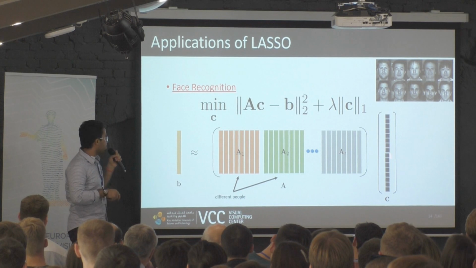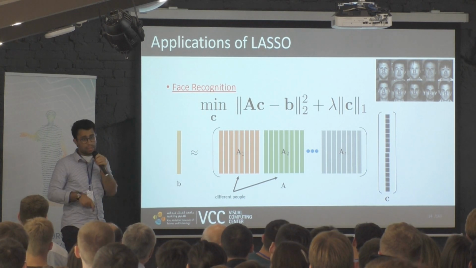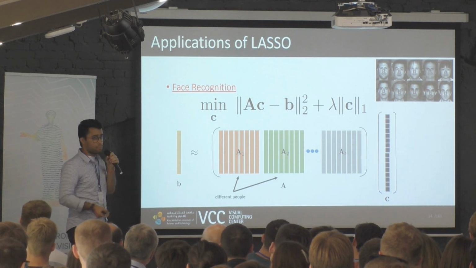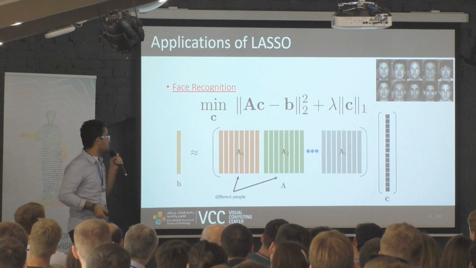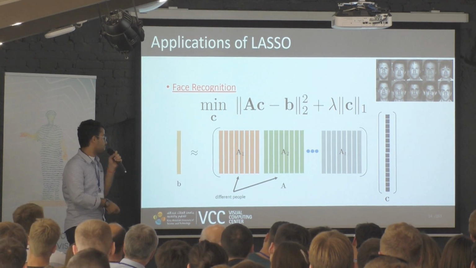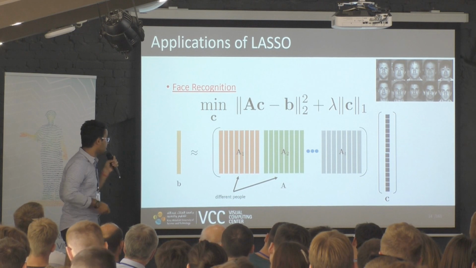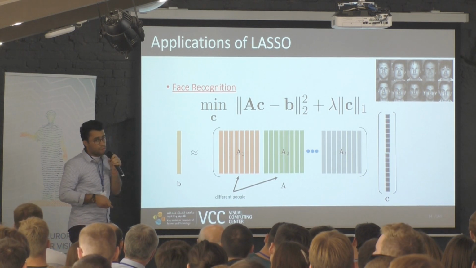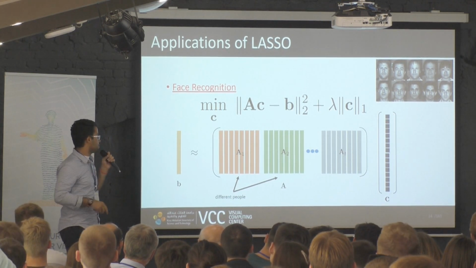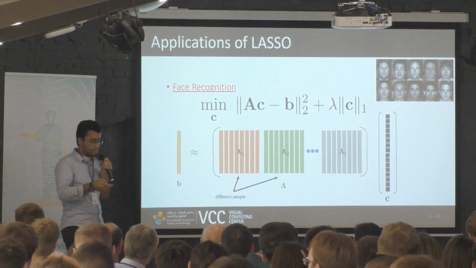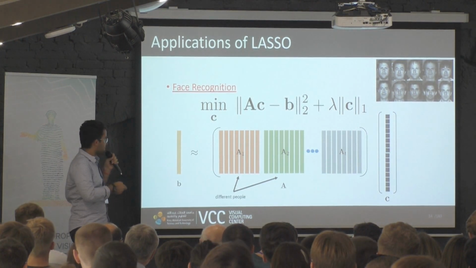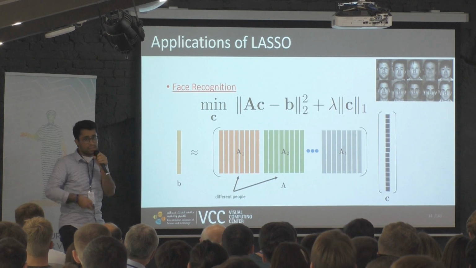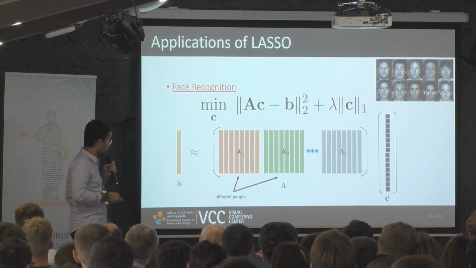You solve this problem, and you look at the density in C. C is supposed to be sparse, and the locations where the non-zero elements exist indicate the set that B more likely belongs to. The assumption is that for frontal faces under different lighting conditions, these samples lie in the same manifold, in which one B is represented as a linear combination of the faces that belong to the same object.